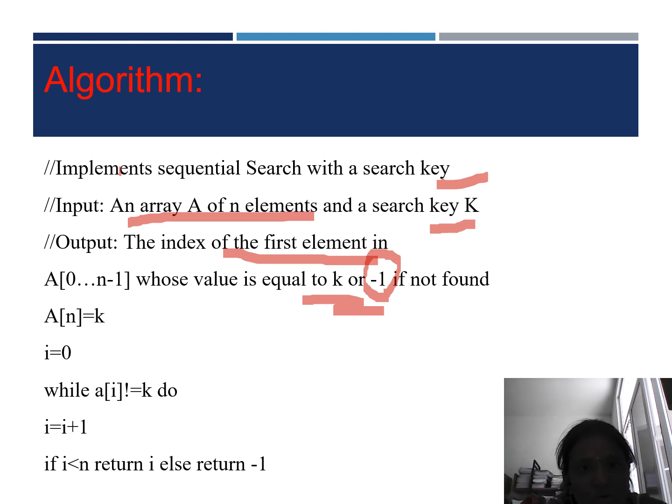That's it. So the first step: we consider A of n is equal to k. Our search value k is compared with A of i. Then the starting index is i equal to 0.